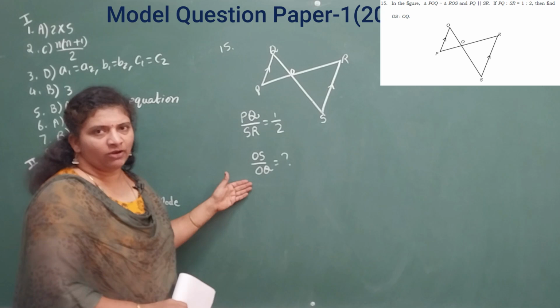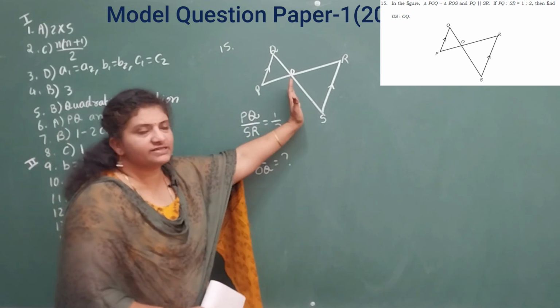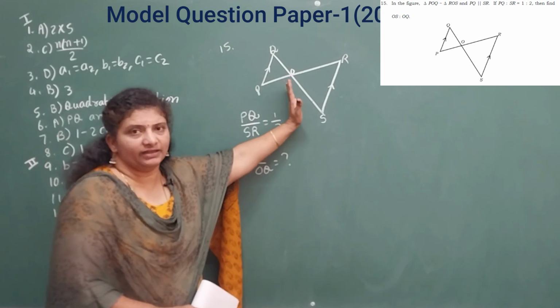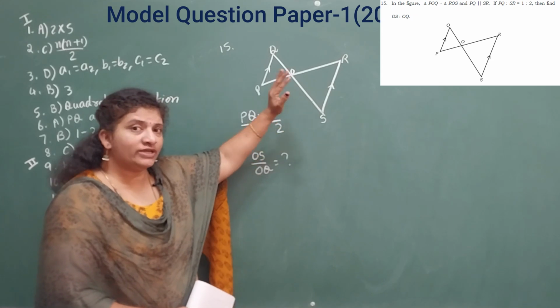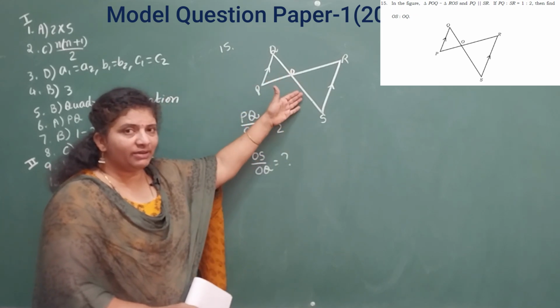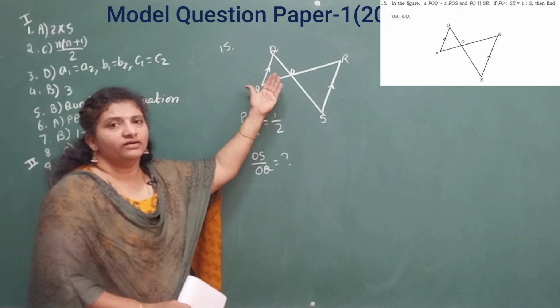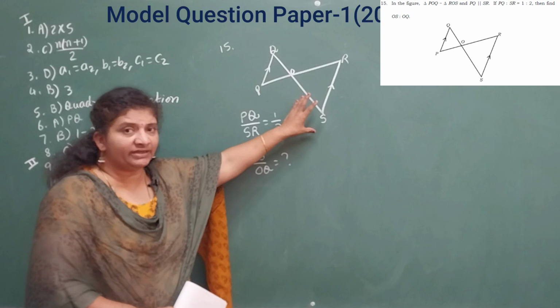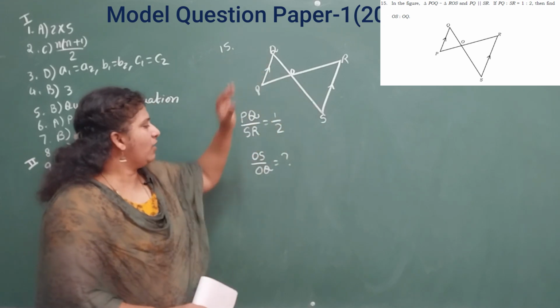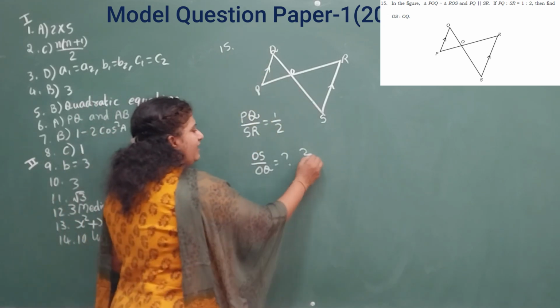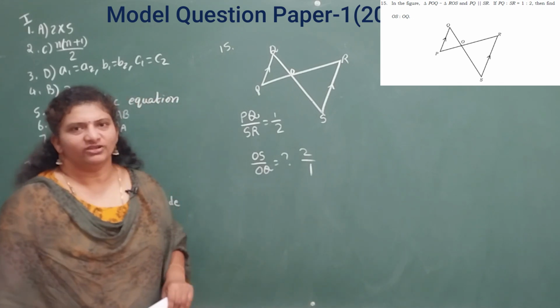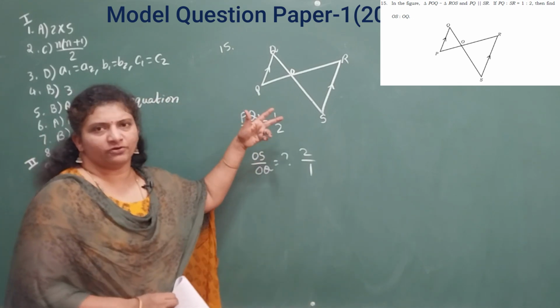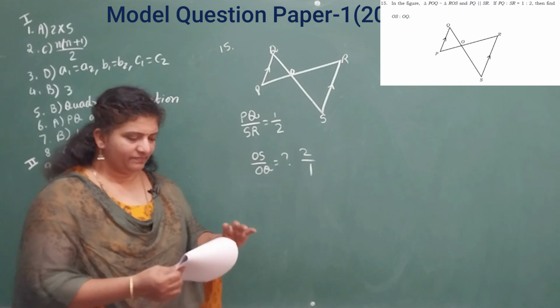Now OS by OQ asked. OS is a side of a big triangle. You have to think, imagine, small triangle is 1, big triangle is 2, means now the question asked is corresponding side of a big triangle, that is OS by OQ, that is none other than 2:1 ratio. Just do the reciprocal, reverse and write the answer.